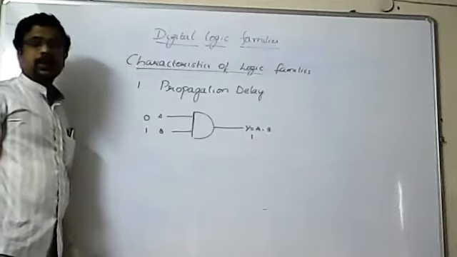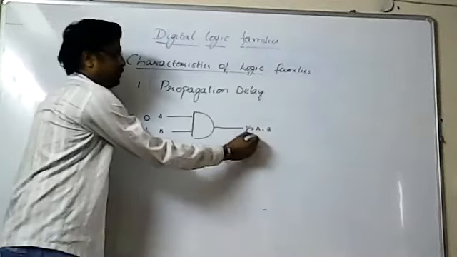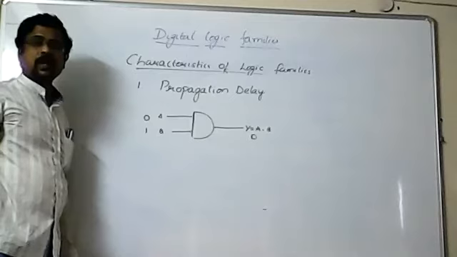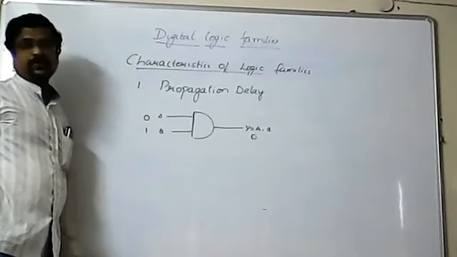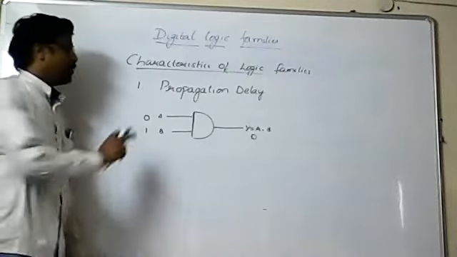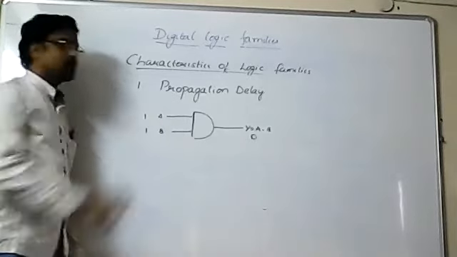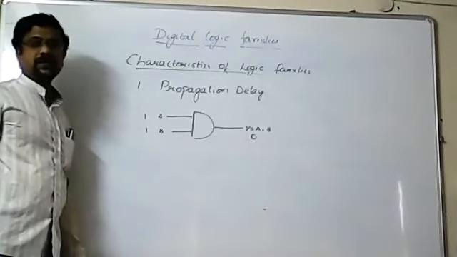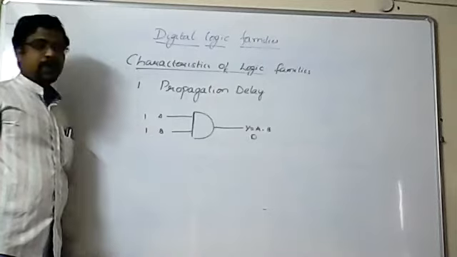Naturally, the output is 0, because 0 into 1 is 0. Now, what I will do is make a change here to 1. Now, 1 into 1 is what?